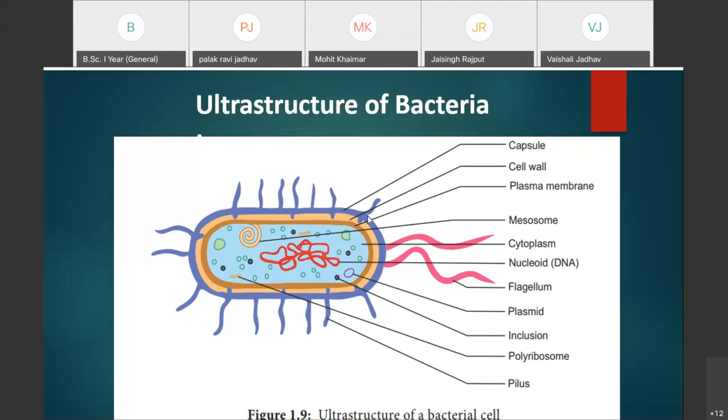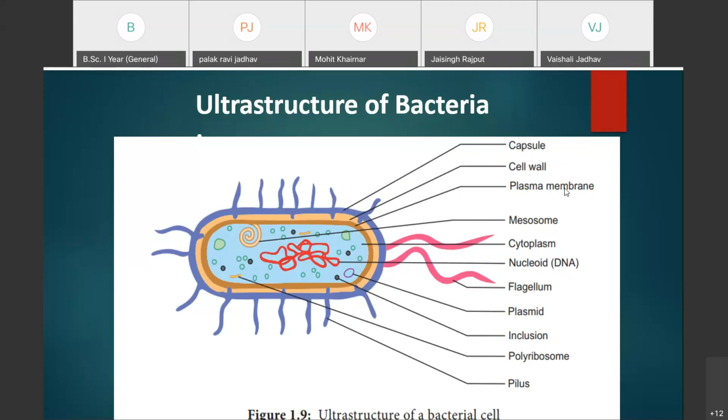The bacterial cell is enclosed by three layers. The outermost blue colored layer is called the capsule. Then below this capsule you can see another layer which is called the cell wall. And just below the cell wall you can see another layer, and that is called the plasma membrane.